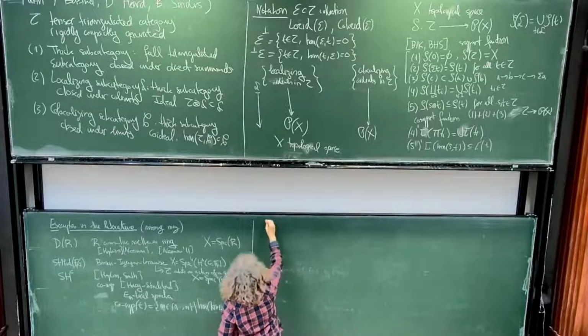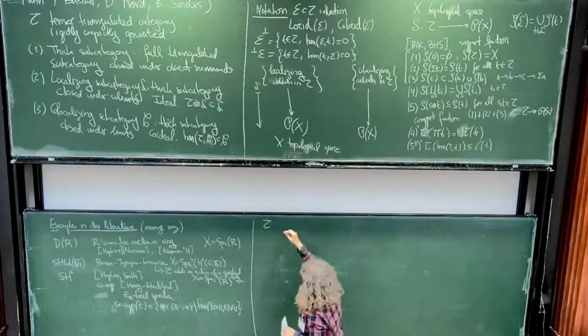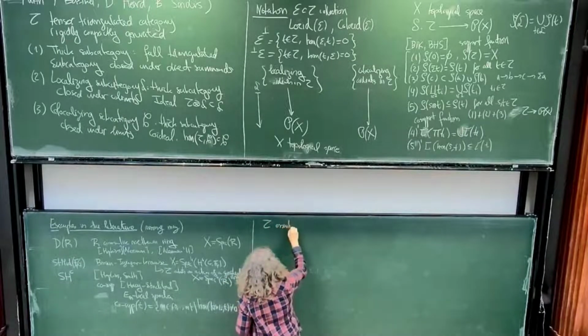But let me have a more general context now. So now I'm going to assume that T is essentially small.